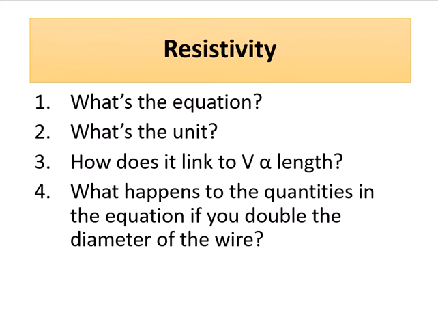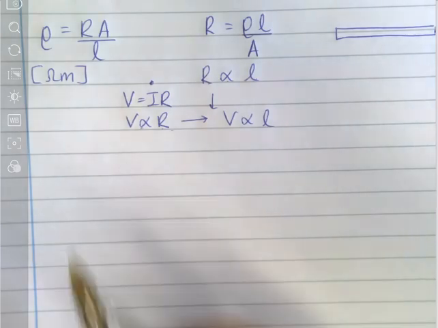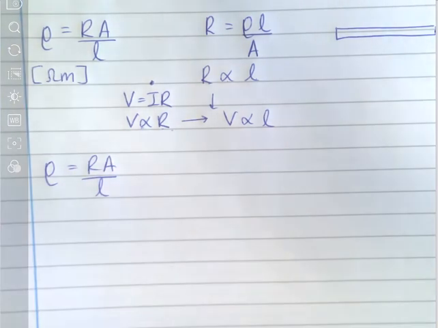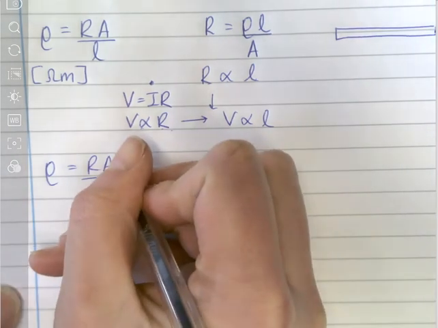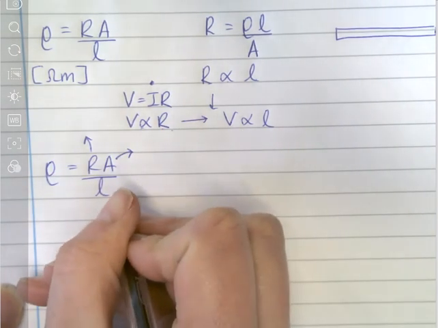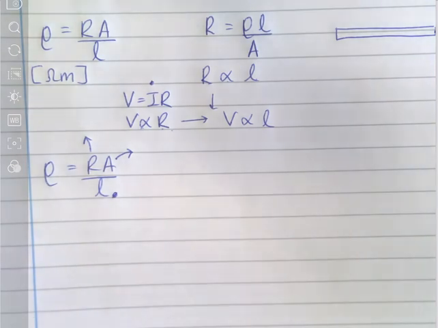And the final question is, what happens to the quantities in the equation if you double the diameter of the wire? So let's go back to our original equation, rho equals RA over L. Now, if I double the diameter, I'm going to change two things about the wire: the area and the resistance. The length of the wire does not change, because the length is how long it is. And the resistivity doesn't change unless you change the material of the wire. So resistivity only changes if you change the material. Length only changes if you, surprise, surprise, change the length.